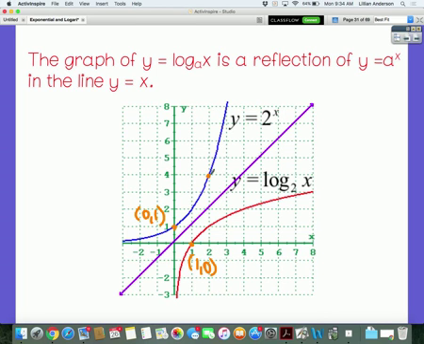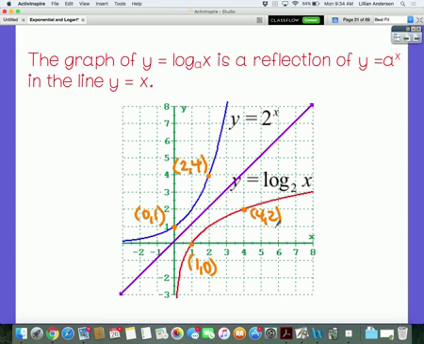Look at the other one. Here you have the point 2, 4. You plug in 2 for x, you get 4 for y. If you flip that, you get 4, 2, a point that's on your inverse. So the concepts back from the first unit still apply to your exponentials and logarithmic functions. Switch x and y, and you'll be able to plot your points on your inverse function.